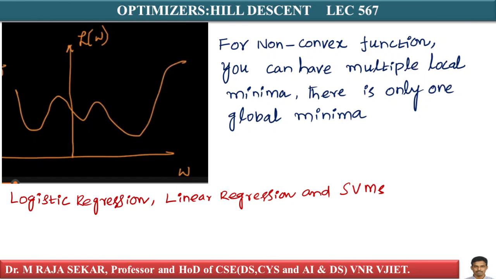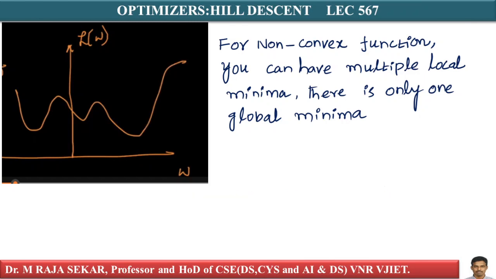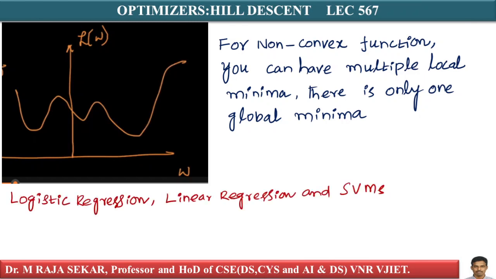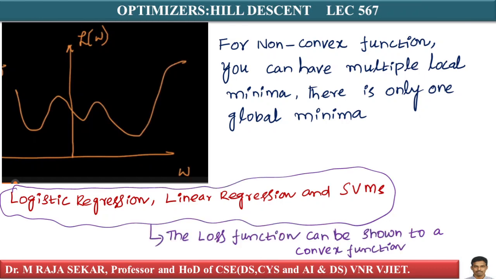Very, very important thing for you is that in logistic regression and linear regression, even support vector machines, SVMs, in all of these cases, the loss function we are optimizing for can be shown to be a convex function, isn't it? I will repeat.